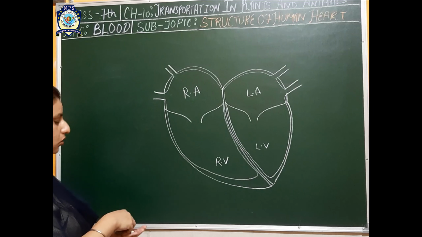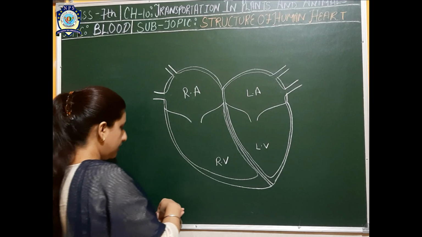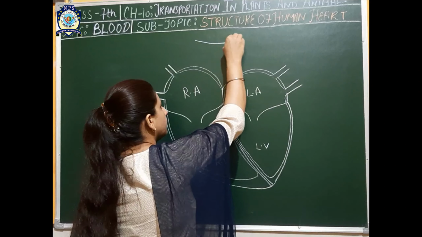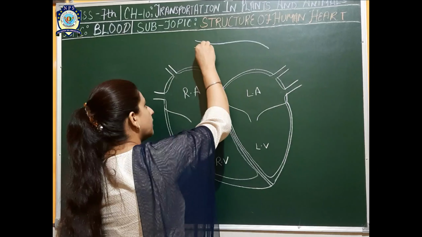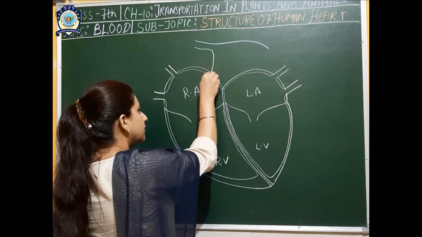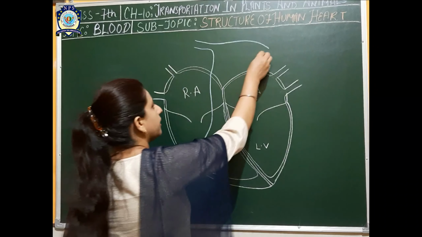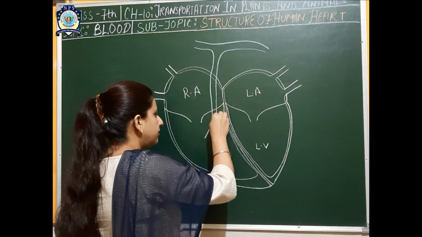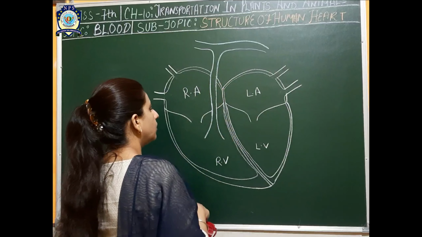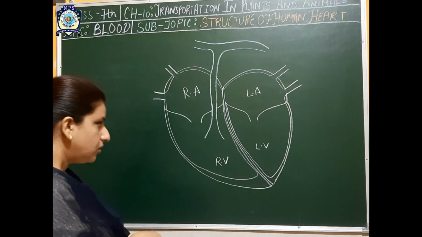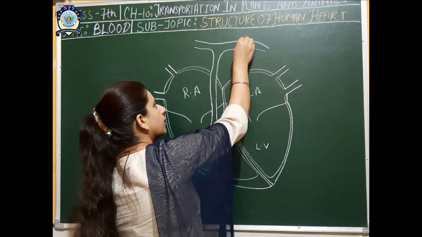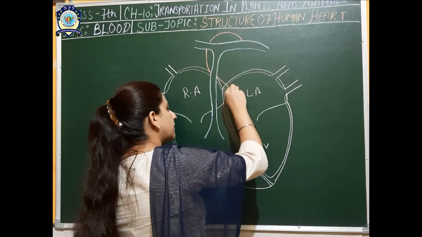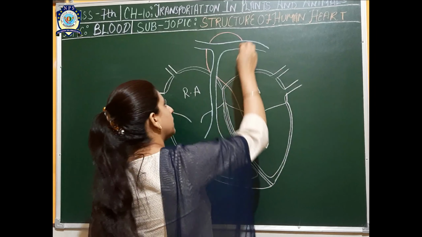Now you have to make this type of structure here, and this T-shaped structure is directly connected to the right ventricle. Now another structure is there which is attached to the left ventricle.